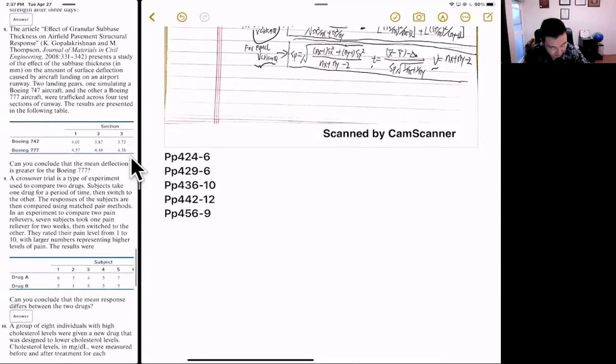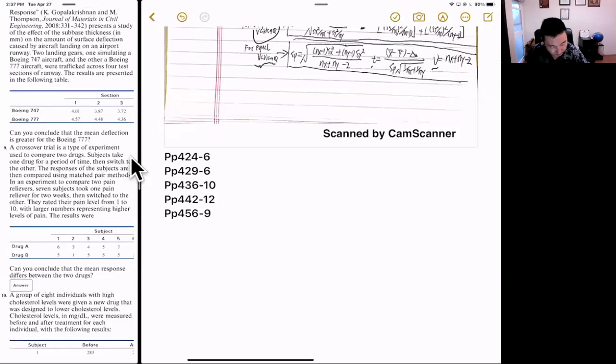Question number 9 is here. Question number 9 gives us a sample, a table, sorry. That tells us it is paired data. All right, so let's read the question together.